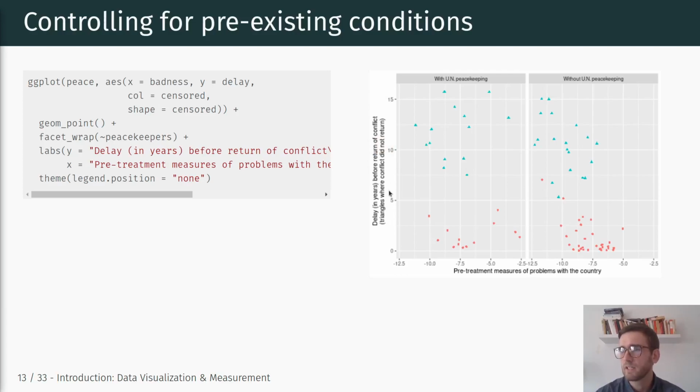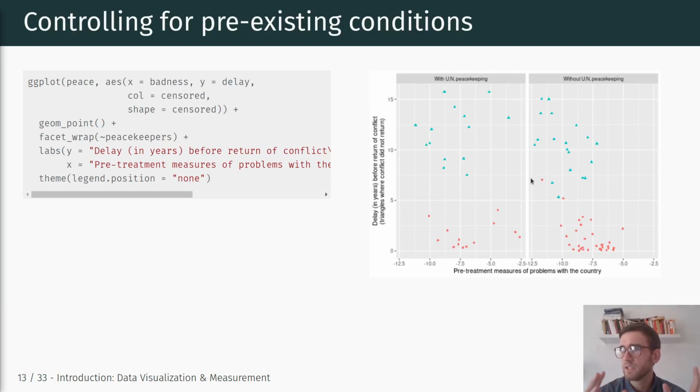And here triangles are where conflict did not return, right? So all the blue triangles up here and up here, those are conflicts that were actually censored. So we computed a delay, but the end of that delay is determined by the end of the data collection, not the actual return of civil war, okay?